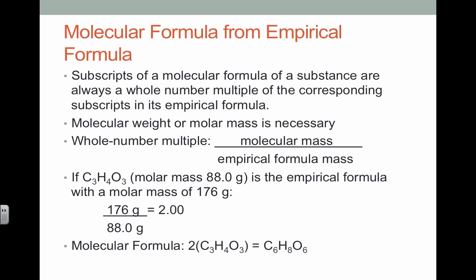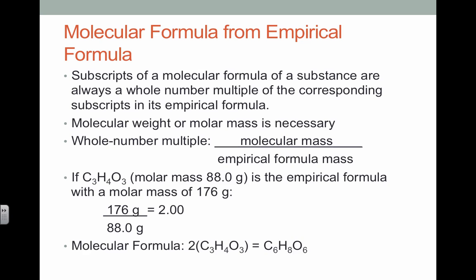With a little bit more information, we can take an empirical formula and we can actually calculate the molecular formula. Remember, molecular formulas are always multiples of the empirical formula. So remember, like for instance, C6H12O6 is the molecular formula, CH2O is the empirical formula, and glucose, the C6H12O6, is a multiple of the empirical.